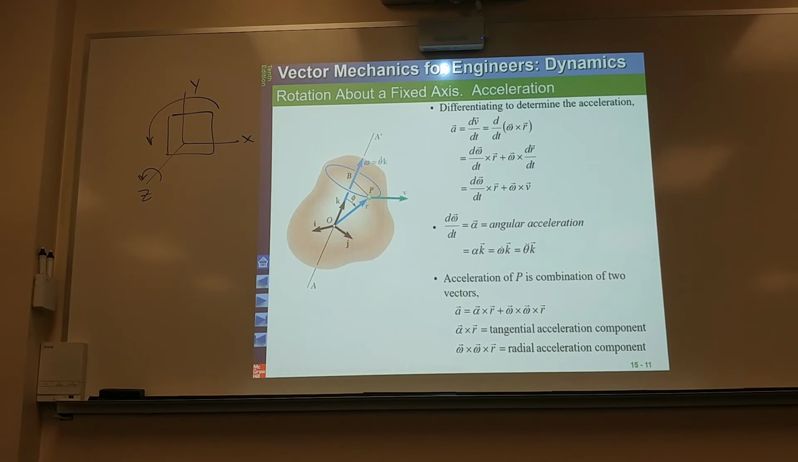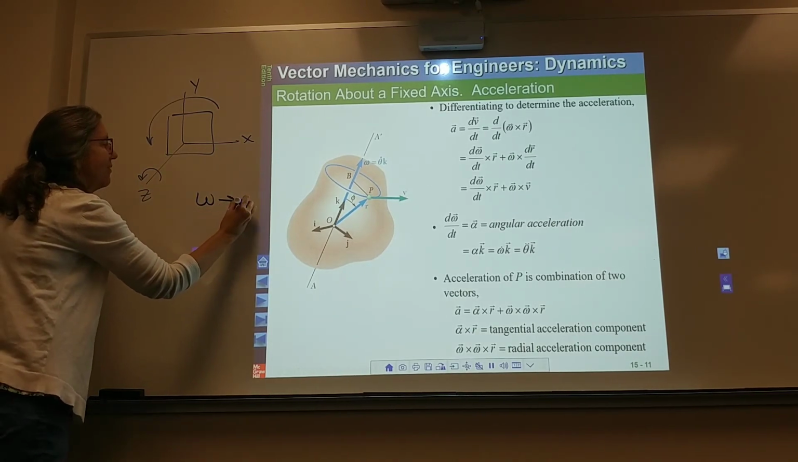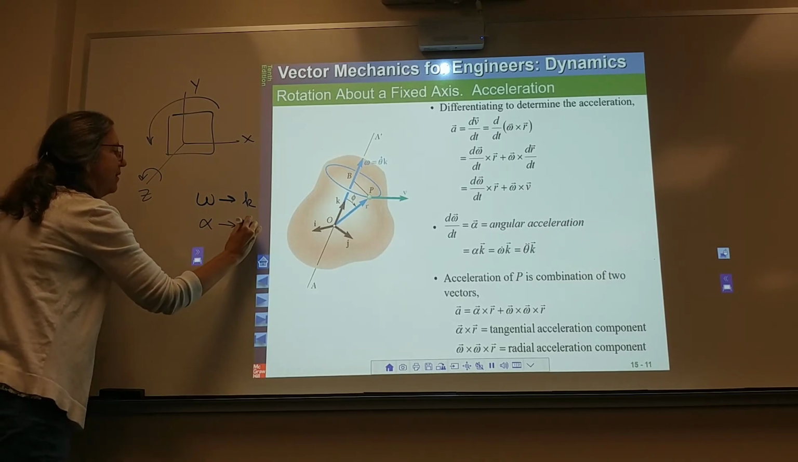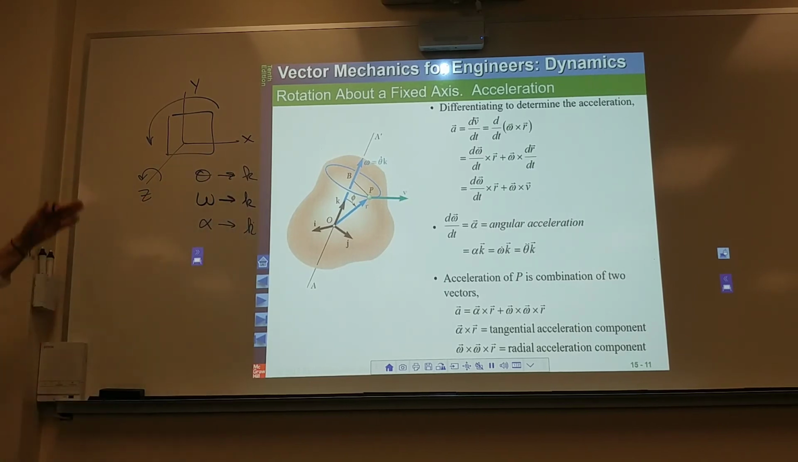Okay, so quite often our omega is only going to have a k component, as is the alpha and the theta. Theta, omega, and alpha are typically only going to have k components unless we're truly working with a three-dimensional system. We'll do 1 or 2 of those problems, but most of the problems focus on 2D.